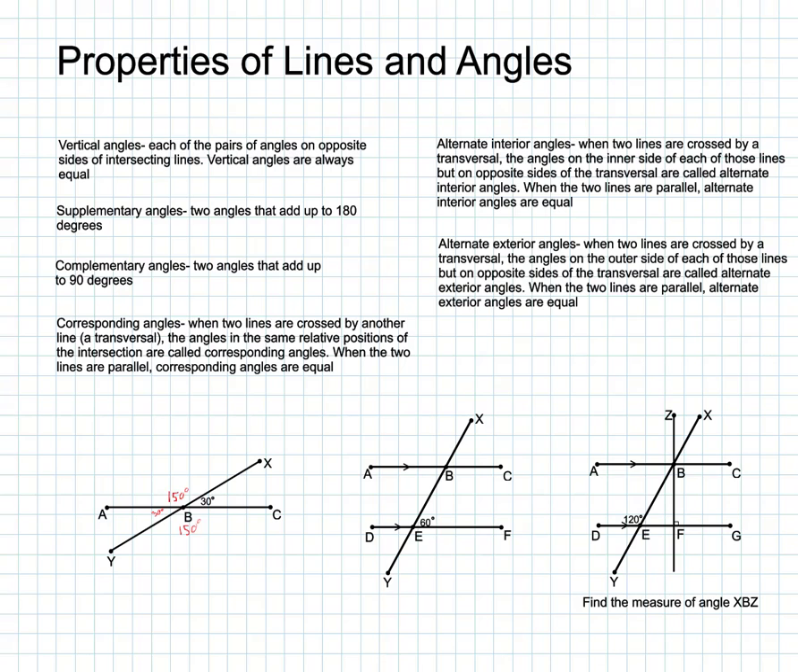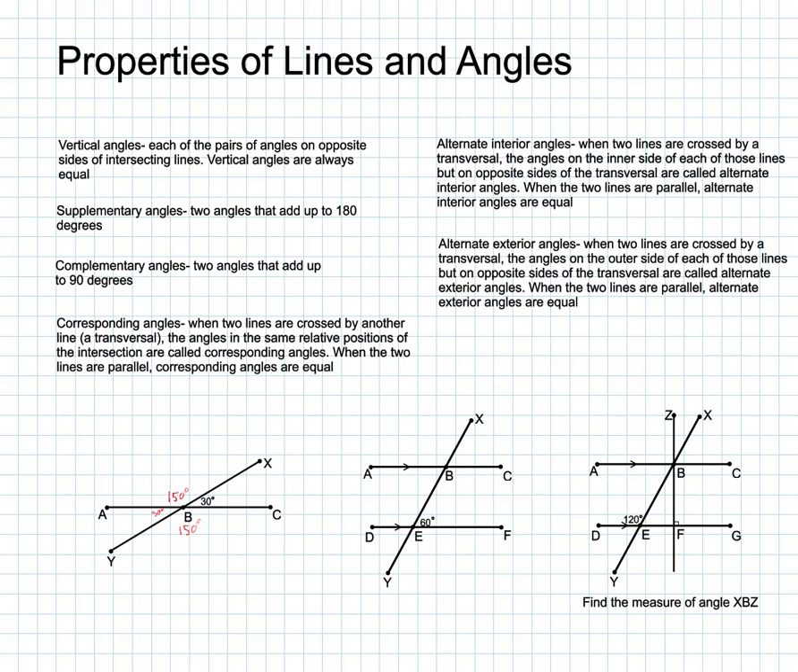Complementary angles are two angles that add up to 90 degrees. Oftentimes your knowledge of complementary angles is tested in situations where you have rectangles or squares, and the corner of one of the rectangles or squares has a line drawn through it that forms two angles.